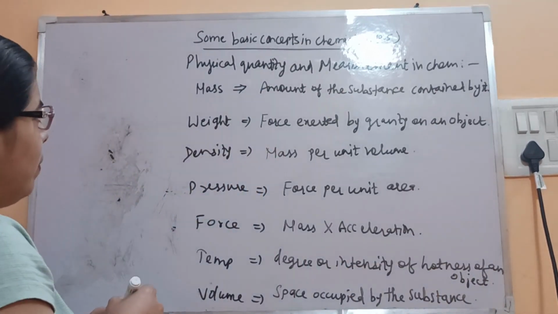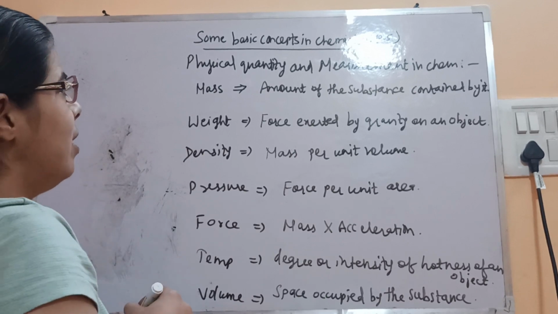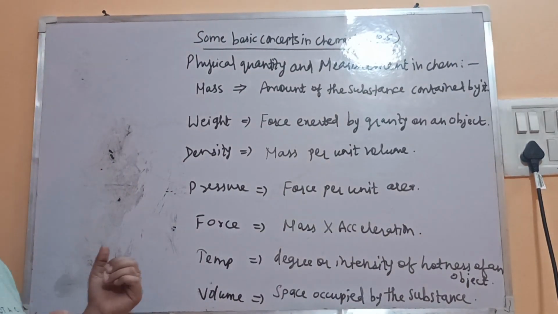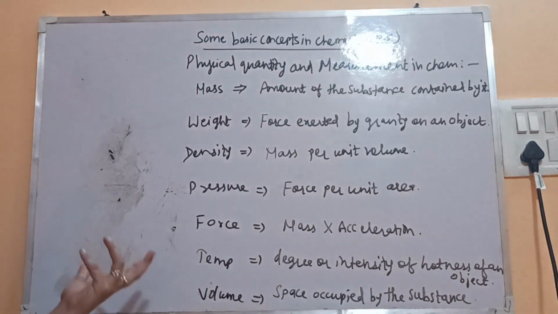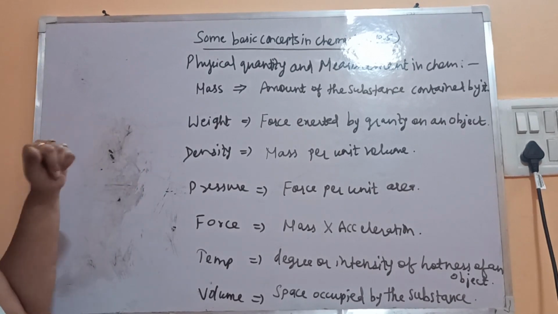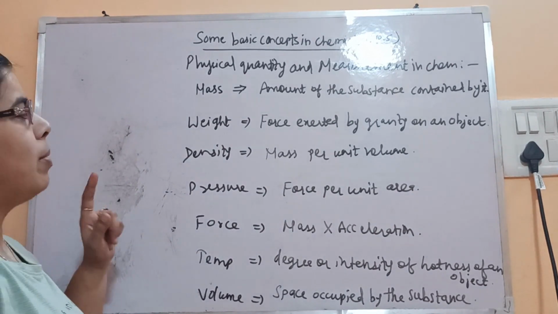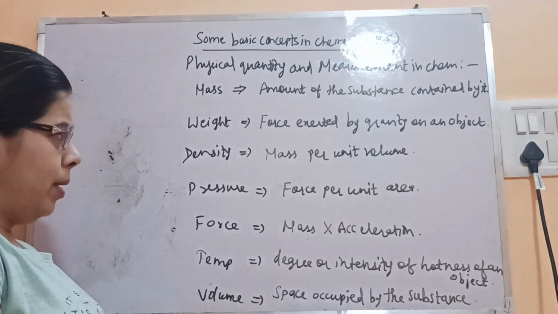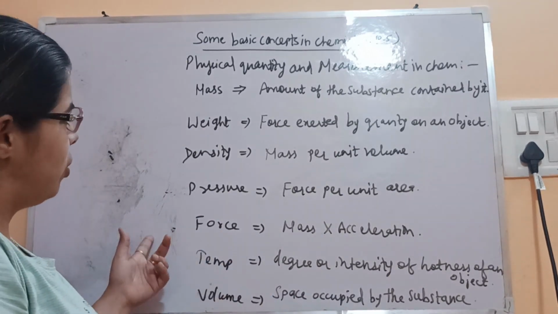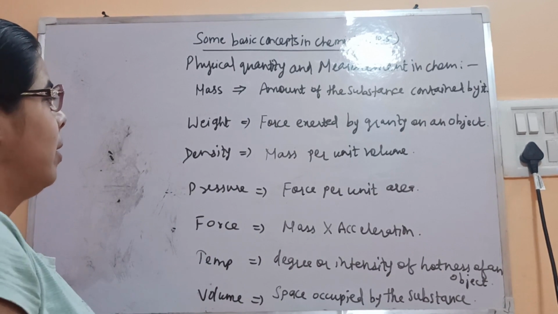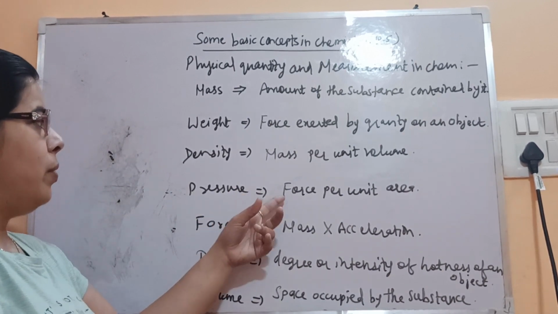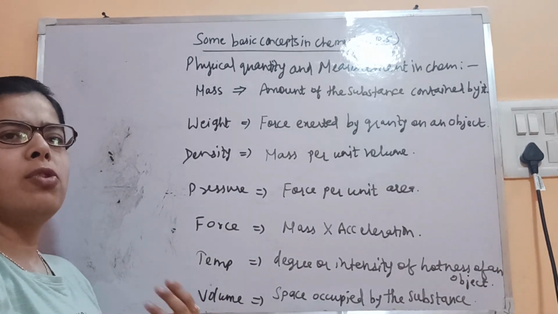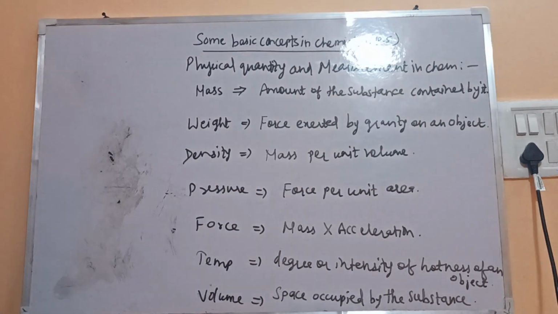Fine. So these are the physical quantities, and they are measured in their particular units. Different units are there. For mass, we know that it's expressed in grams, kilograms. Then weight also grams, kilograms. Weight is Newton. Sorry, it's the force that is expressed in Newton. Density, mass per unit volume, kg per meter cube or kg per liter. Then pressure, force per unit area, is Newton per meter square. Force is mass into acceleration, it's Newton. Temperature, we know degrees Celsius, Fahrenheit, so many are there. Volume also liter, meters, and so on.